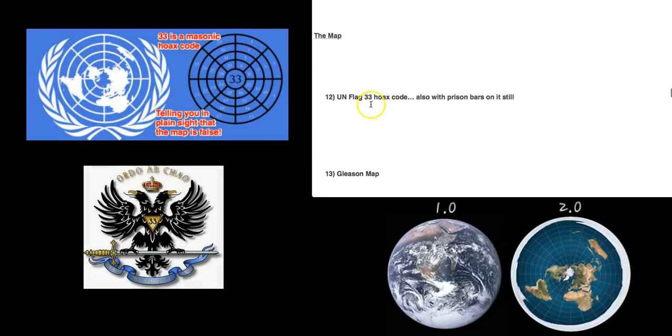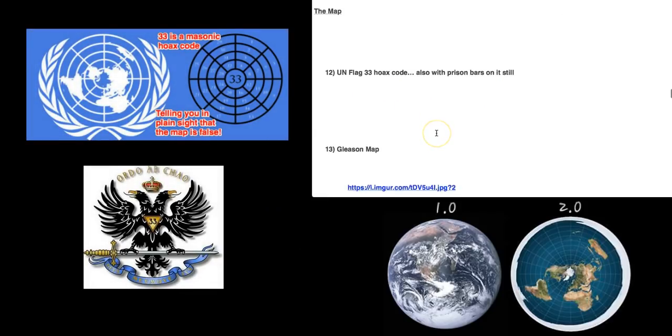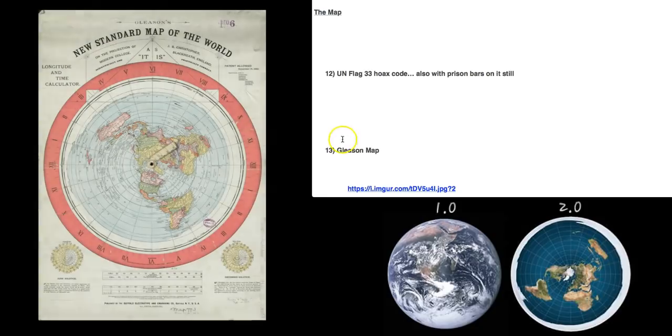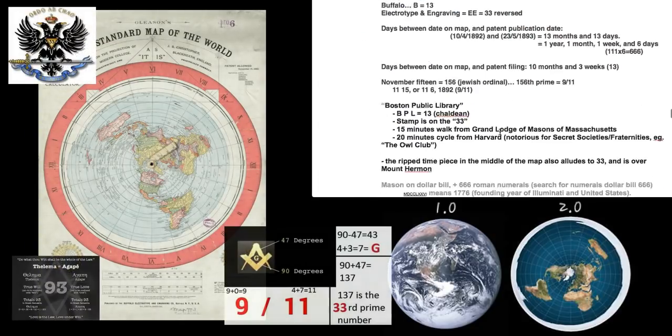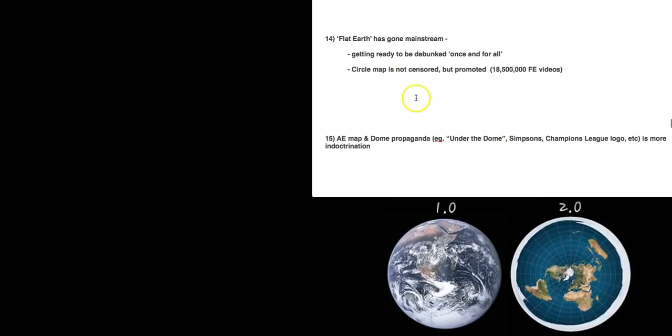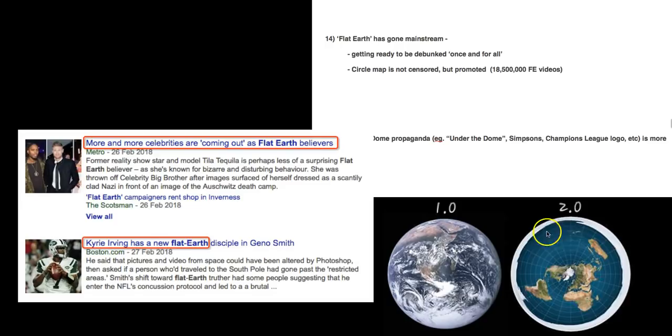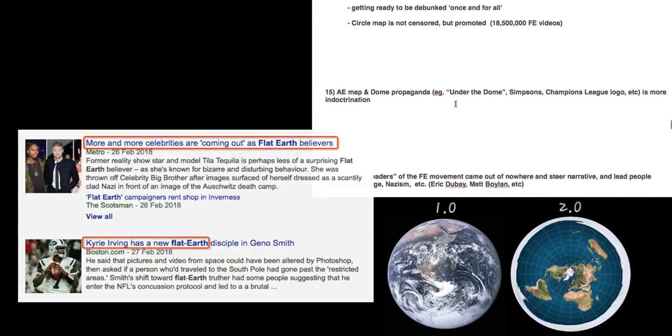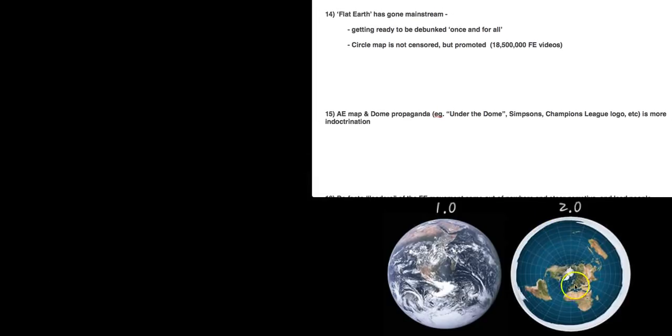We covered the UN 33 hoax code, the UN flag hoax code. We saw the Gleason map is full of Masonic symbolism and numerology and gematria. We discussed why the flat Earth has gone mainstream. They're getting ready to debunk this and take flat earthers with them, ridiculing the whole flat Earth movement with the wrong map.